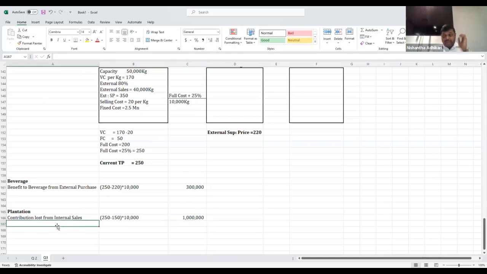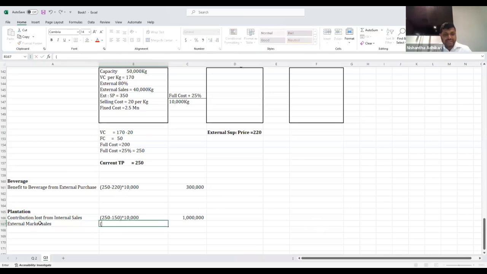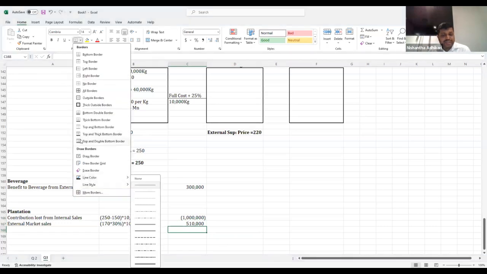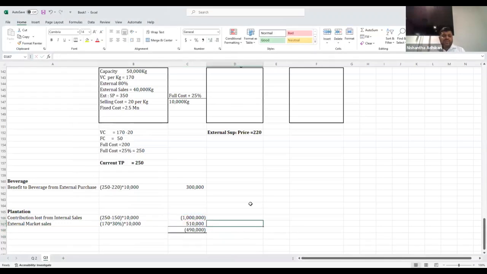So 1 million. But if you sell in the external market, there's an opportunity to sell at variable cost plus 30%. In the external market, say you can get 170 plus 30% profit markup, you could have earned into 10,000. That means 170 into 30%, 51 rupees into 10,000, 510,000 you can earn from external sales. Internally, you couldn't earn that. If you couldn't sell internally, you can sell externally. Ultimately, net effect, if you are not selling internally, plantation division will suffer 490,000.